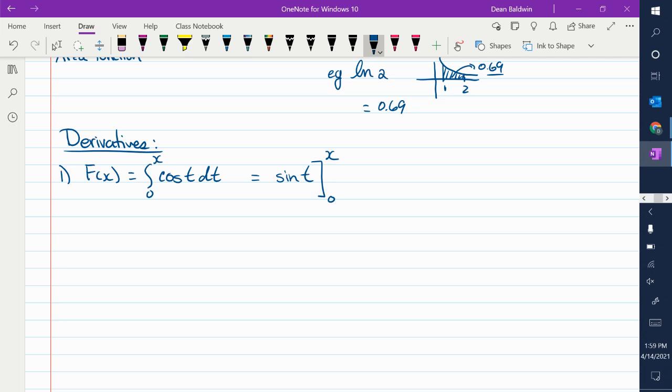Which number do you plug in first? The x. And then you subtract sine of 0. What's sine of 0? 0. That's 0. So you just get sine of x, okay? Basically, capital F of x is equal to sine of x. So then when I say, what is capital F of x primed? You would tell me cos x.